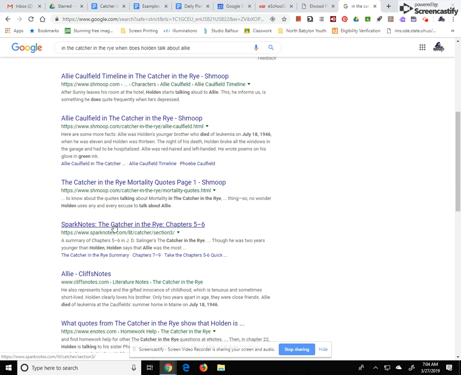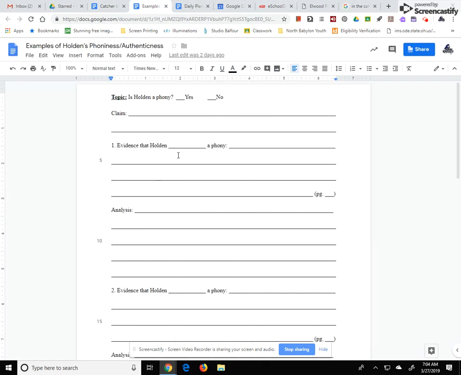So now you might find a quote about Allie and you might say, yeah, this is Holden being real. You would put that quote on this line. It should direct you to the page number of the chapter. If you just put the chapter number, that's fine too. If you can't find the exact page number, I'm fine with that. But at least put the chapter number into it, then I'll know that you found a correct quote. So here where it says page number, again, if you can't find the exact page in your book, you may just use the chapter number.